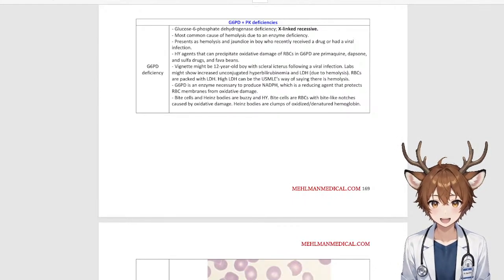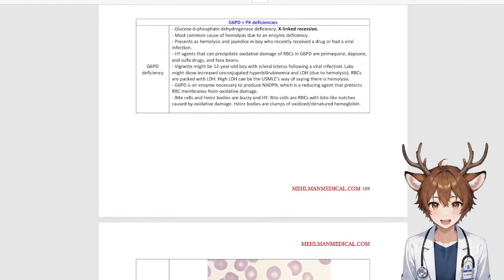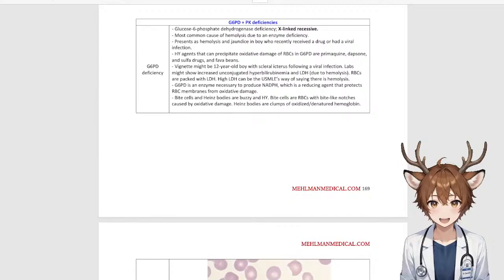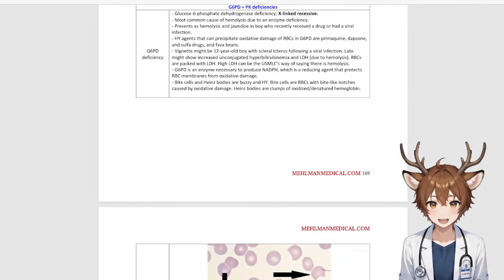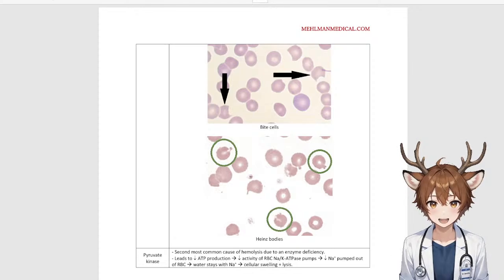Bite cells and Heinz bodies are buzzy and high yield. Bite cells are RBCs with bite-like notches caused by oxidative damage. Heinz bodies are clumps of oxidized, denatured hemoglobin. So those are bite cells, and those are Heinz bodies.